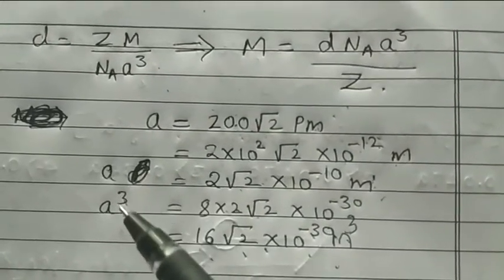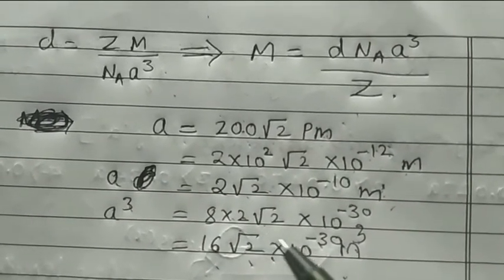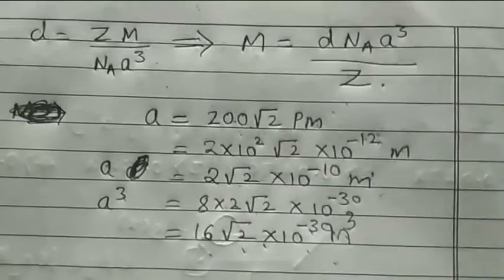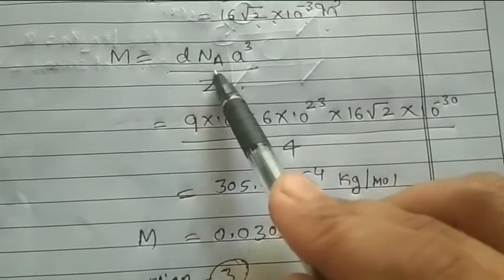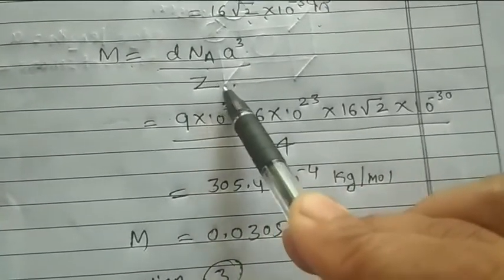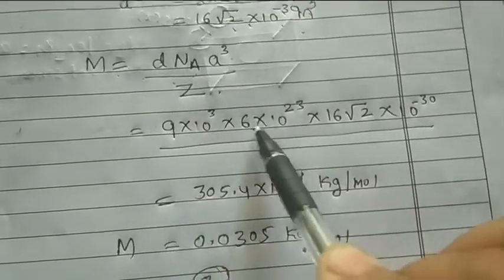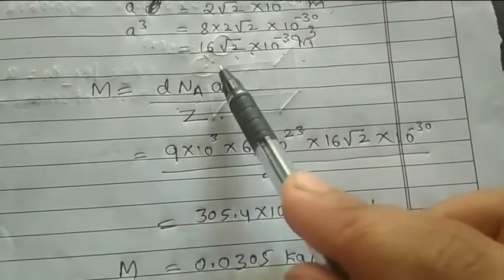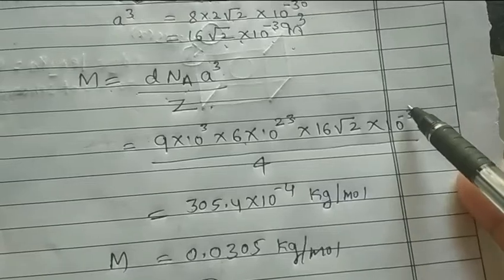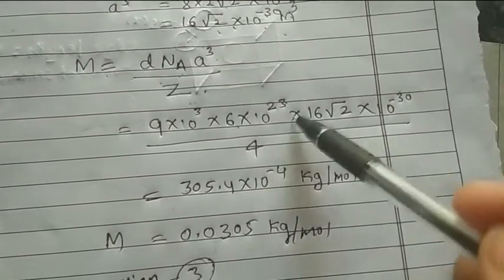So, doing cube of a, we get a cube is 16 root 2 into 10 raised to minus 30 meter cube. We know that M is equal to the density into Na into a cube divided by Z. Density value is given and Na is the Avogadro number, 6 into 10 raised to 23. A cube value we have calculated, 16 root 2 into 10 raised to minus 30. And Z is the number of atoms per unit cell. For FCC, Z value is 4.